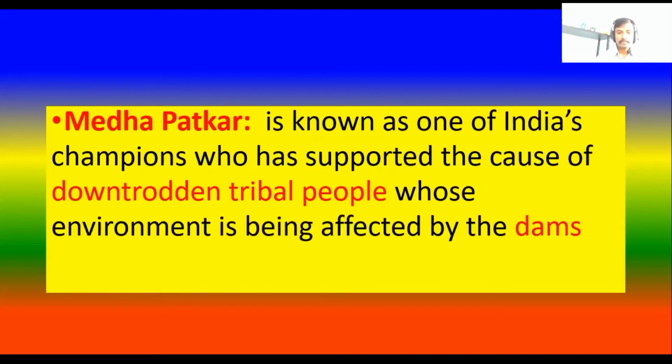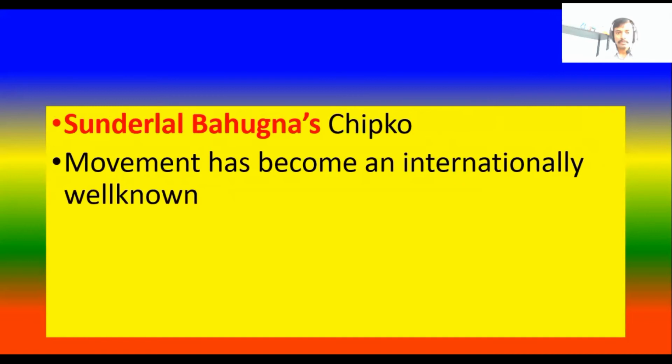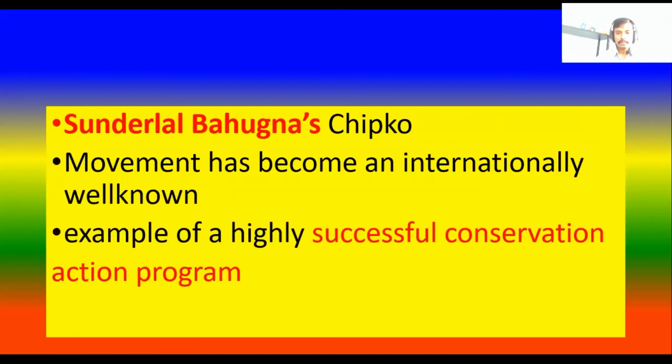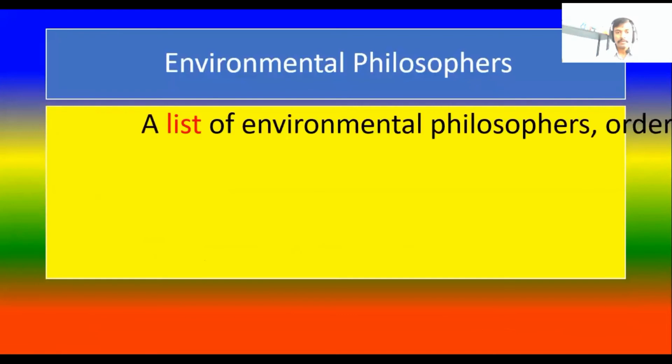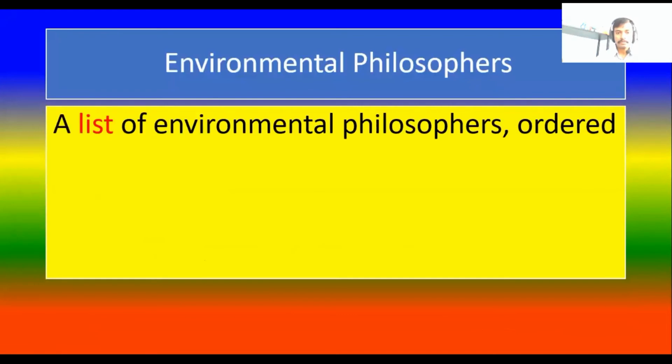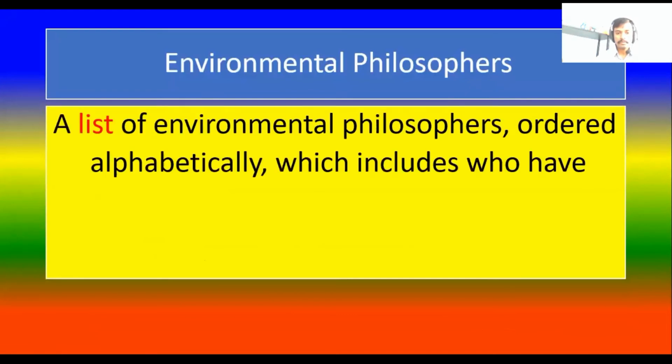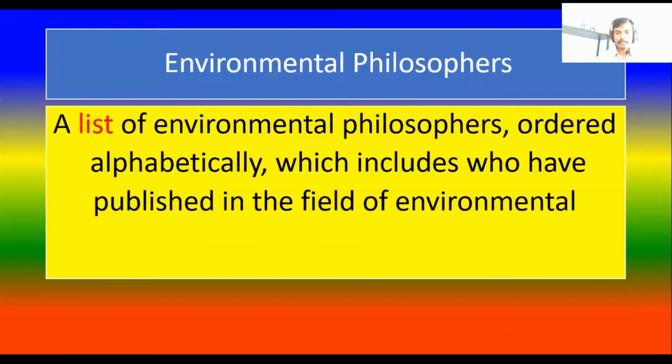The dam, dam construction, Narmada River. Then Sundarlal Bahuguna, successful conservation action program. Then environmental philosophers. There are different philosophers, philosophies, ethics.